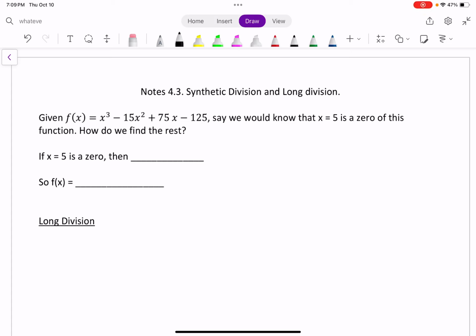All right, class, here is section 4.3, synthetic division and long division. So maybe you remember from your algebra classes about long division. We are going to review it today, and then we're going to find out that many times, instead of long division, we can actually use a very nice shortcut, which is called synthetic division.